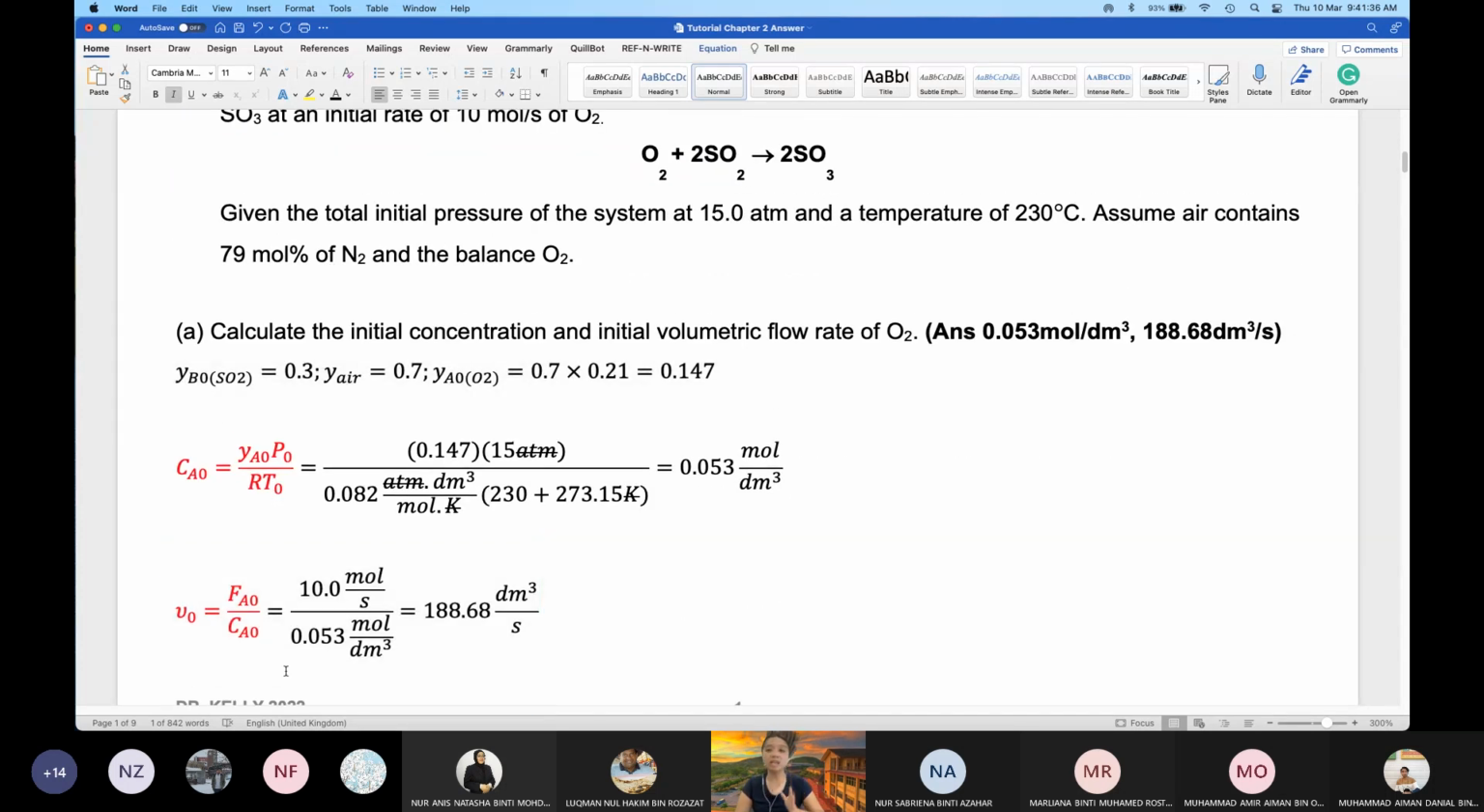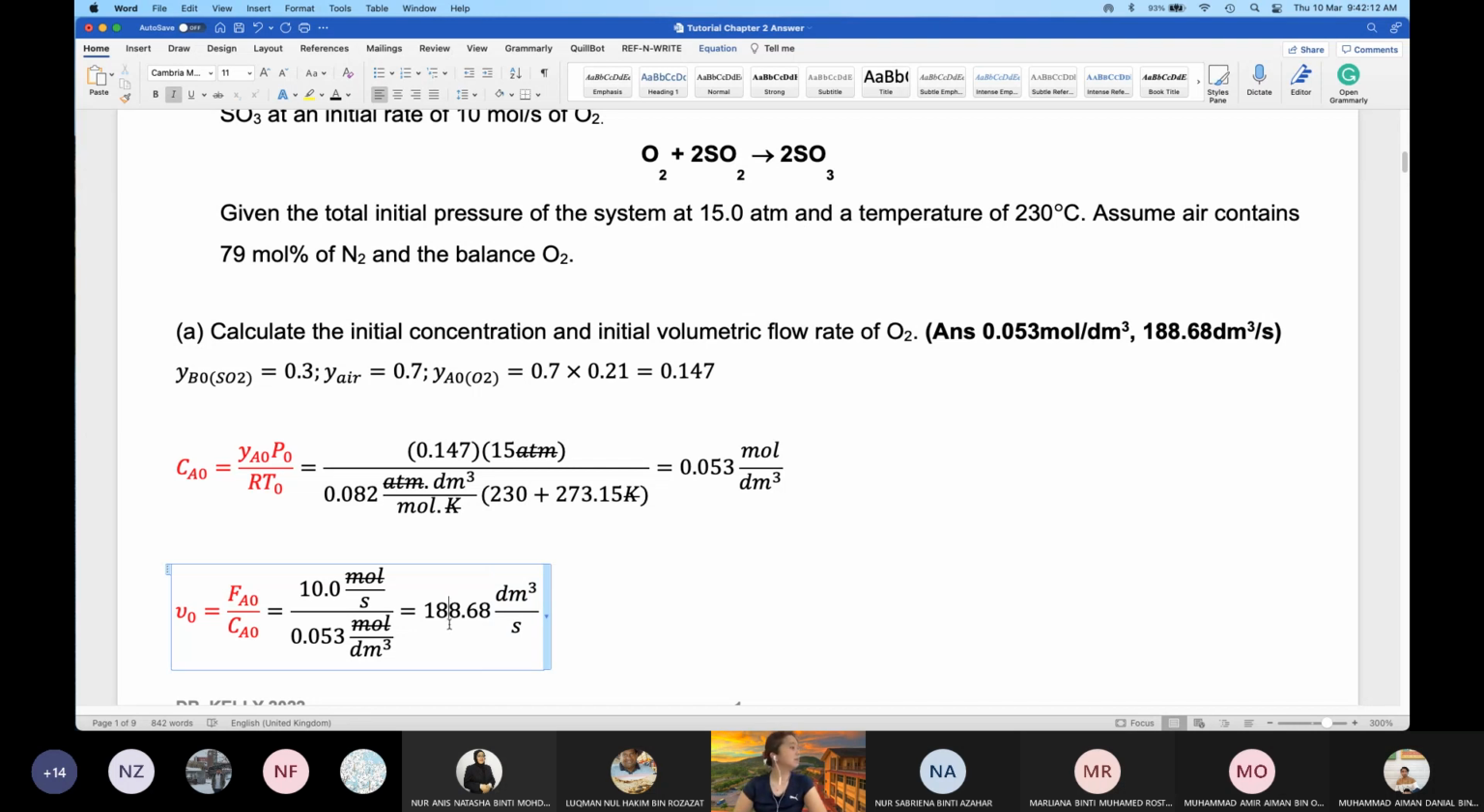So let's say you forget FA0 bagi CA0 ke, CA0 bagi FA0 ke, CA0 multiply FA0 ke, just do unit cancellation, the easiest one for you to know. So when you do the unit cancellation, you can see I can cancel the unit of mole. Then my dm cube goes to the top. I will get dm cube per second. dm cube is volume. Second is time. Volume per time. Volumetric flow rate. So most likely jawapan kamu betul lah. So you get the answer 188.68.